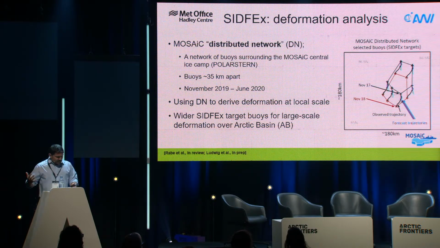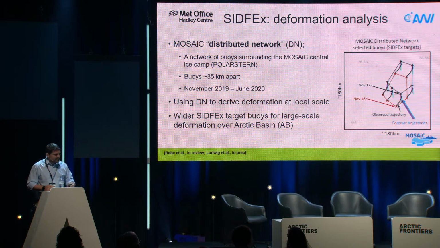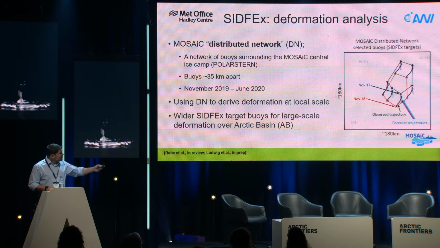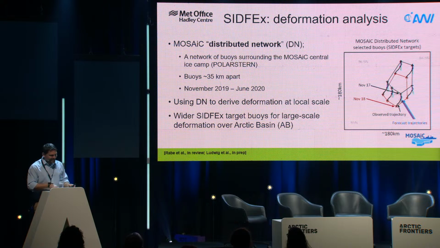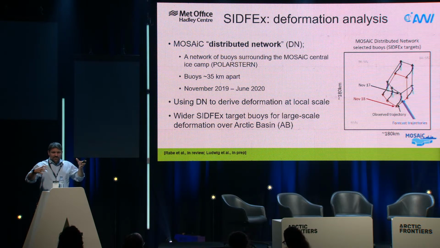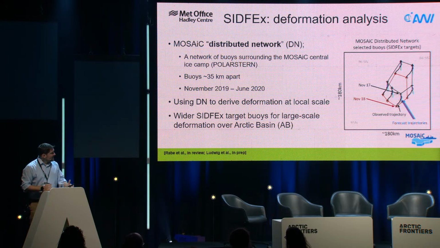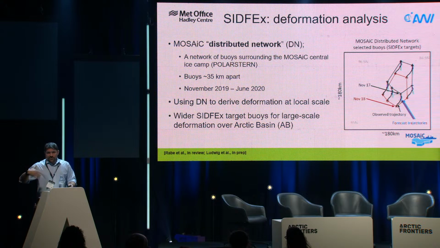So as part of the Mosaic, there was this thing called the distributed network, which Benjamin Raab has got a paper in review about at the moment. So we put these buoys, actually I had nothing to do with it, Avi and collaborators put these buoys around the Polarstern Mosaic. They're generally about 35 kilometers apart, so they're quite a close network of buoys that they could actually get to from the ship by helicopter generally, and have observations more in the wider field.